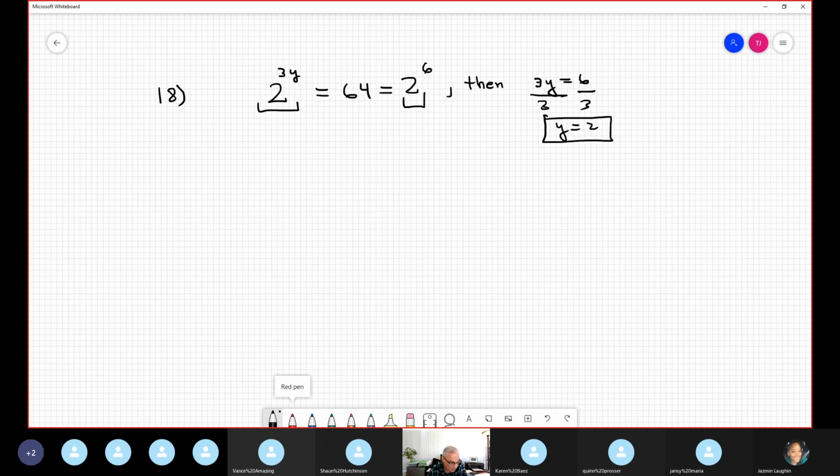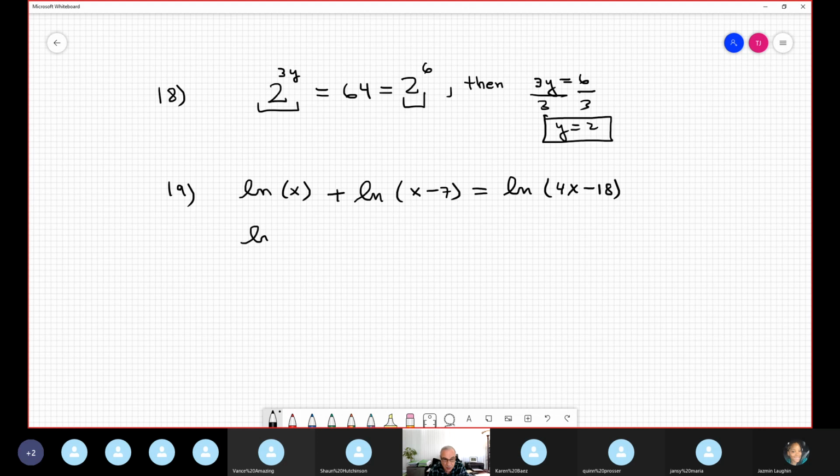Now 19. It is a logarithmic equation: ln of x plus ln of x minus 7 equals ln of 4x minus 18. Remember the strategy for solving a logarithmic equation: you try to condense it. In this case, not necessarily bring everything to the left or to the right. You condense this and this.